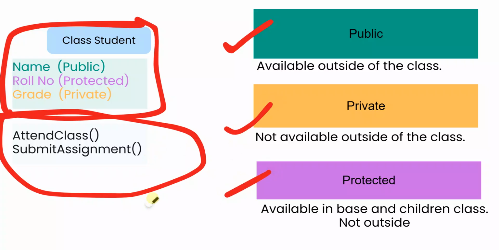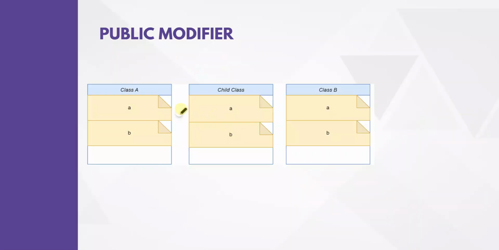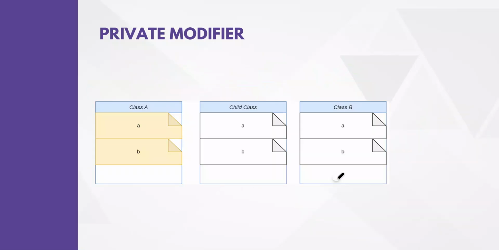So I think the access specifiers and encapsulation are easy. You can understand the meaning of how public, private, and protected data members work. A public data member is available everywhere, whether you want to access it from the parent class, from the child classes, or from any third class.